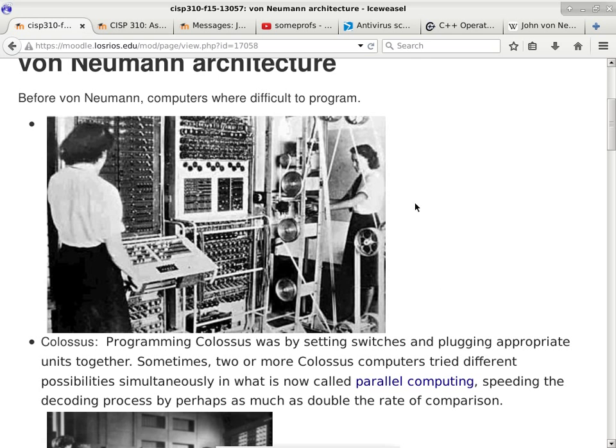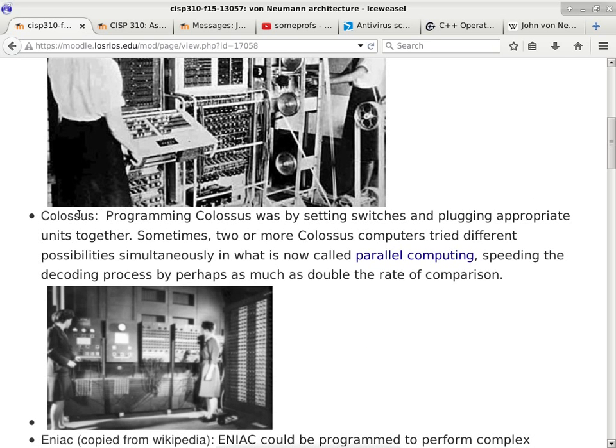So what we'll do is we'll just read this a little bit here. In the Colossus, programming was done by setting switches and plugging appropriate units together. In other words, you are actually going into the chassis, with lots and lots of wires going in every direction. And you have to physically rewire the components inside the computer in order to, quote unquote, reprogram the computer so that it would do something other than what it did before, okay?